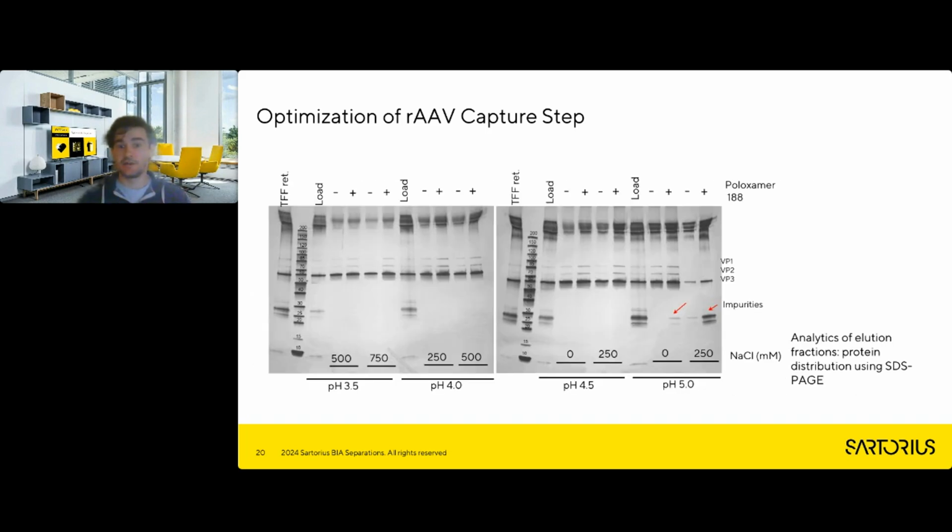We also did an SDS-PAGE to see our protein impurity profile, actually protein profile, and we see that with pH 3.5 and 500 millimolar salt, we mostly see the capsid proteins and not much else. And if the pH is too high, we also get protein impurities inside our sample.